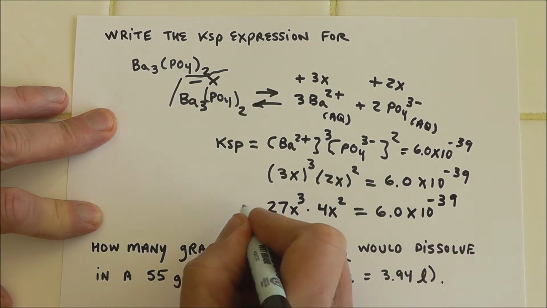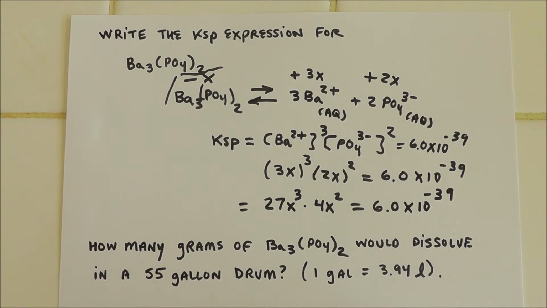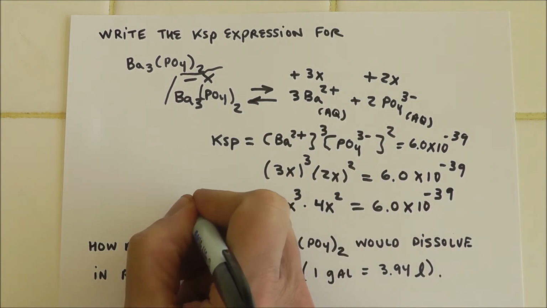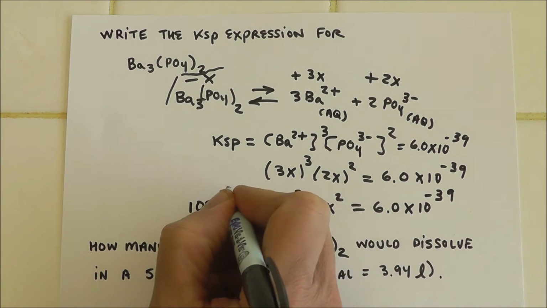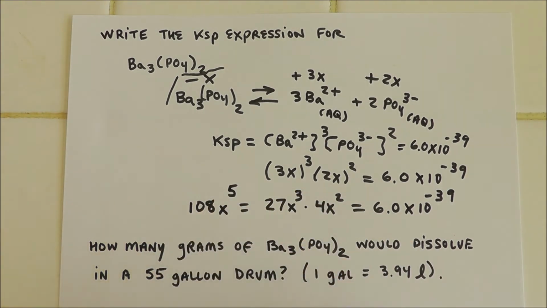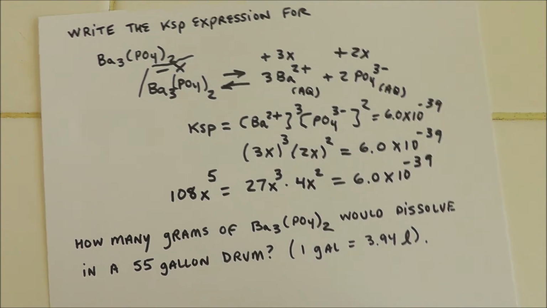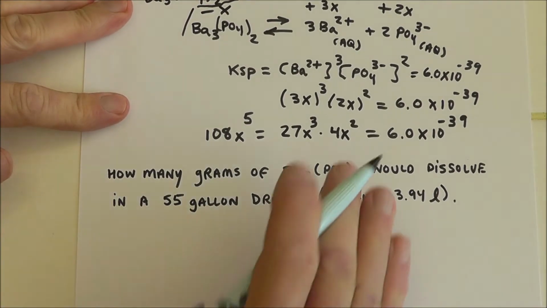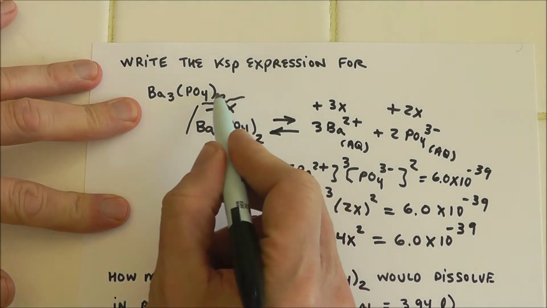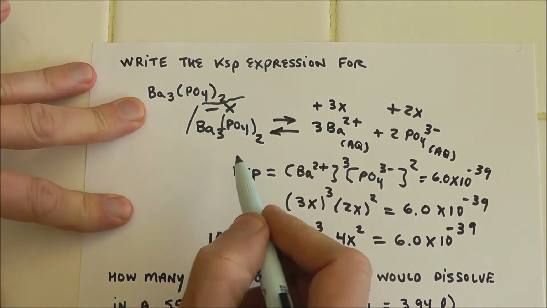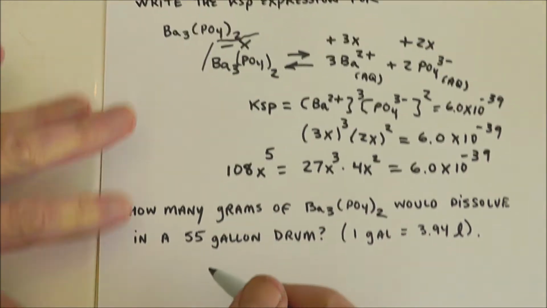And of course 27x cubed times 4x squared is going to be 108x to the 5th power. So 108x to the 5th power is 6.0 times 10 to the minus 39. Let's continue that down here, okay? We'll use this eventually. We're going to find X. X is the molar solubility. How many moles per liter of this salt are going to dissolve?